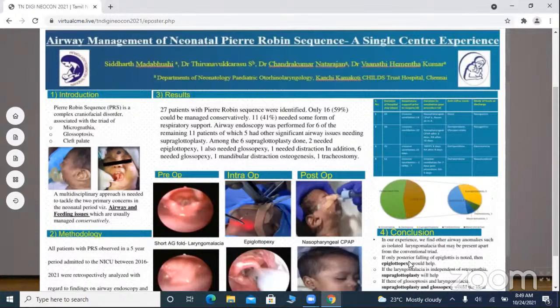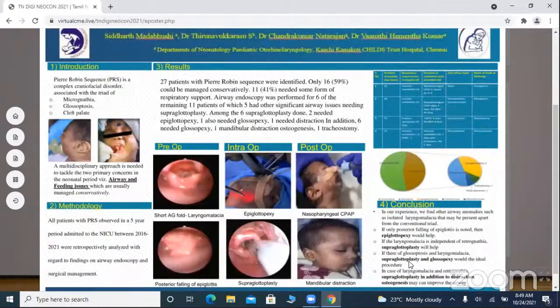In these 27 patients, only 16, about 60%, were managed conservatively. In 41% of the cases, they required some form of respiratory support. This respiratory support was in the form of high flow nasal cannula, nasopharyngeal CPAP, or invasive ventilation. Of these 11 that required some form of respiratory support, in 6 we went ahead and performed an airway endoscopy. Transnasal flexible nasal endoscopy was performed.